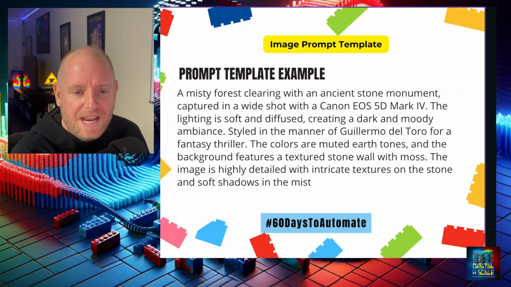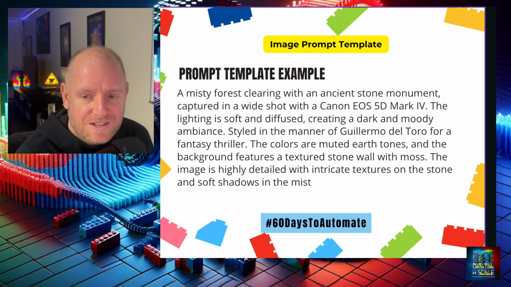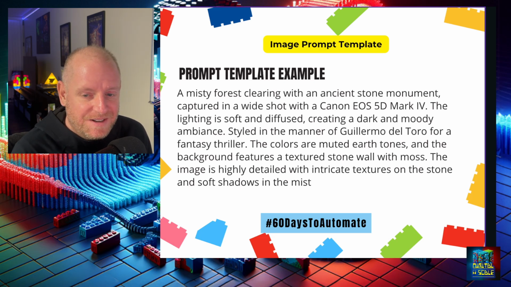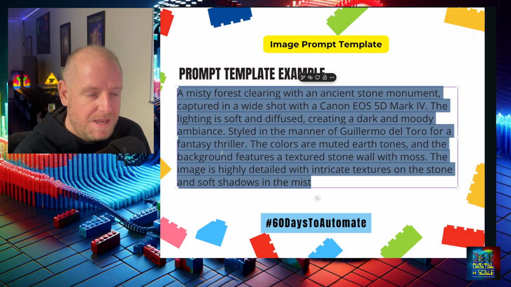So here we go. A misty forest clearing with an ancient stone monument captured in a wide shot with a Canon EOS 5D Mark IV. The lighting is soft and diffused, creating a dark and moody ambiance, styled in the manner of Guillermo del Toro or a fantasy thriller. The colors are muted earth tones, and the background features a textured stone wall with moss. The image is highly detailed with intricate textures on the stone and soft shadows in the mist.